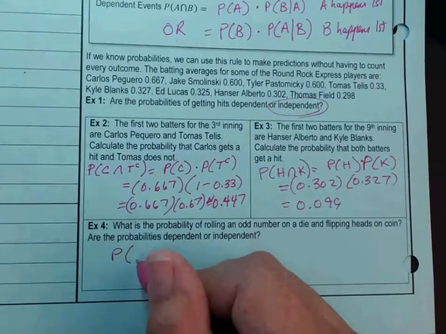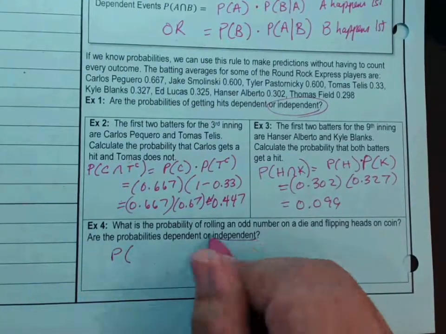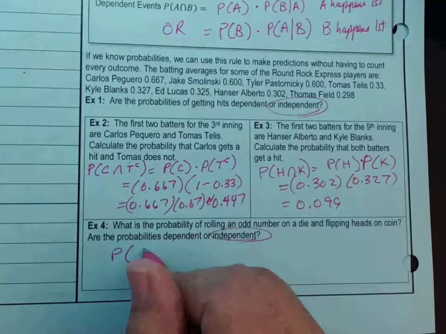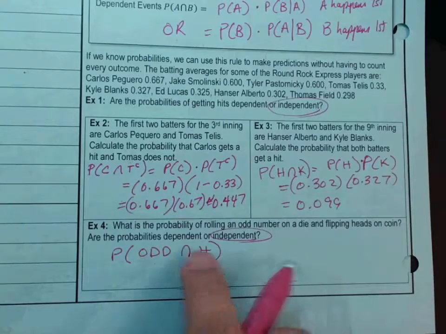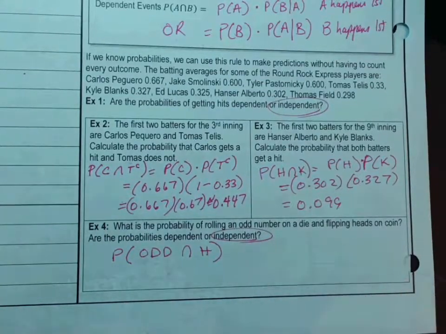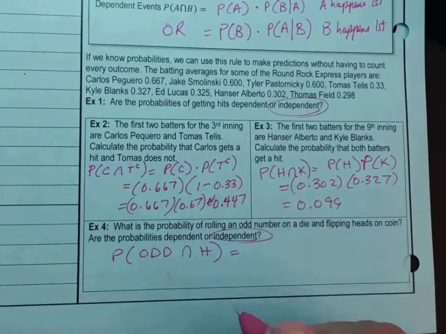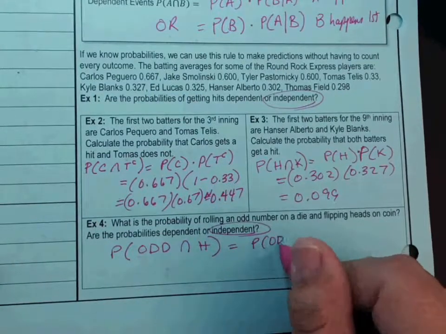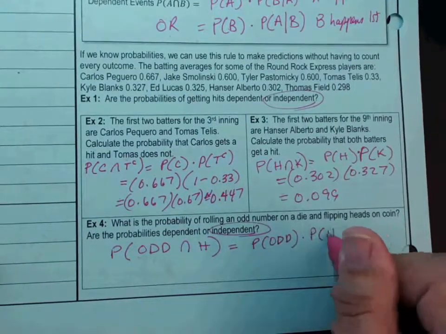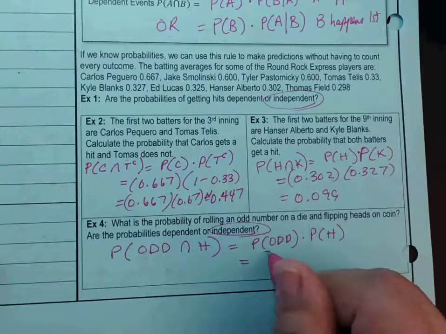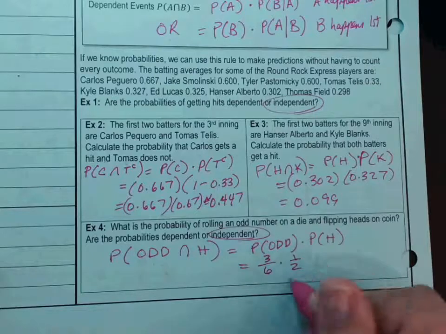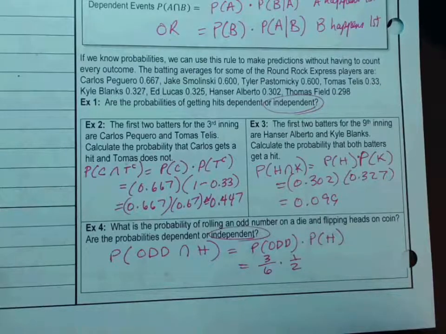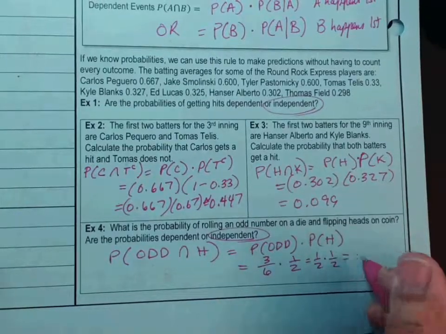What is the probability of rolling an odd number on a die and flipping heads on a coin? Are these dependent or independent? First of all, they're independent. All right? So we're trying to get an odd and heads. That's the order we're going to do them in, so I don't have to worry about backwards and forwards. So it's going to be the probability of odd on a die times the probability of heads on a coin. Half the numbers on the die are odd, and half of the flips are heads, hopefully. So this is a half times a half, which is 1/4.